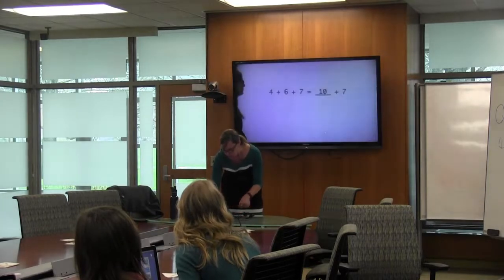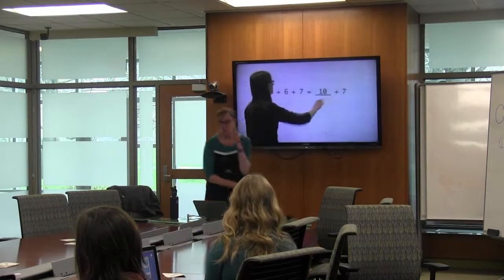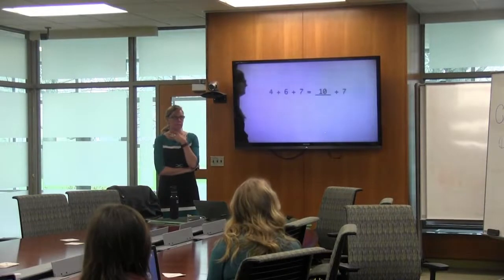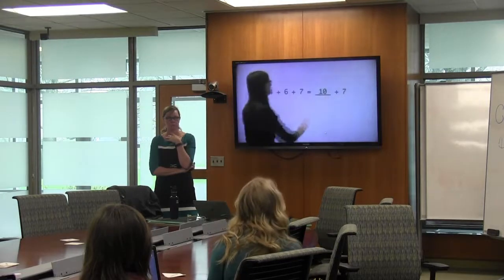Let's see. So I want to make one side equal to the other side. So 4 plus 6 plus 7 is 17, and 10 plus 7 is 17. So one side is equal to the other side.